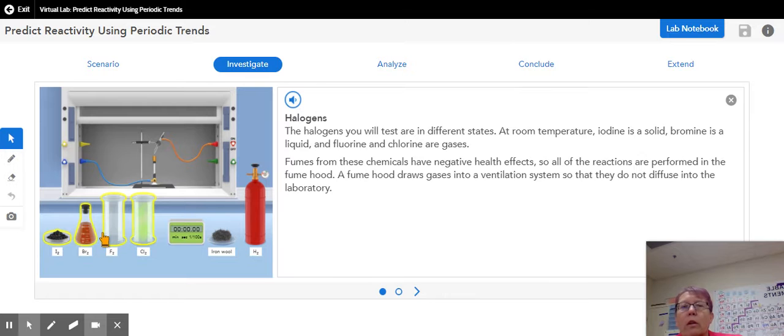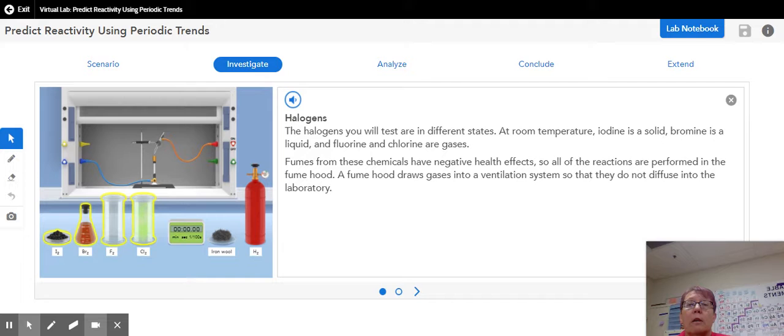So we can look here. You're going to click these 4 elements over here in the virtual lab. If we click that, it tells us those are halogens. The halogens you will test are in different states at room temperature. Iodine's a solid, bromine's a liquid, and fluorine and chlorine are gases.